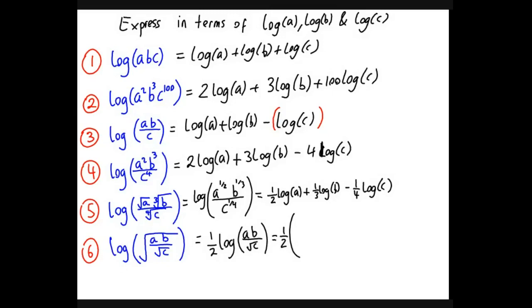Does that make sense, Max? Yeah, that makes sense. So what you would say there is log A plus log B minus a half log C. And I like the use of the brackets in this case because yes, that half applies to everything. So that's a half of log A plus a half of log B minus a quarter of log C.